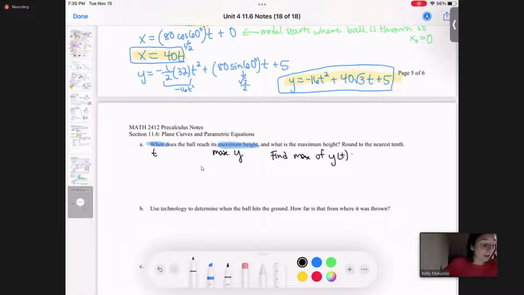And the maximum is at the vertex. It's a quadratic, right? You see this squared and the t. So the maximum should look something like this, and this will be the max height.